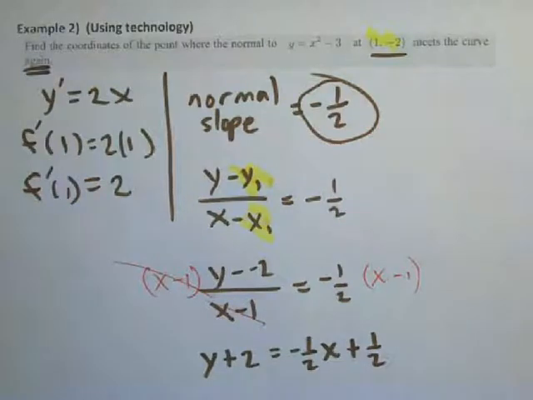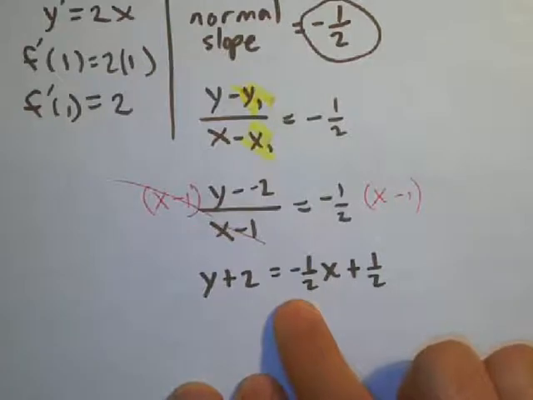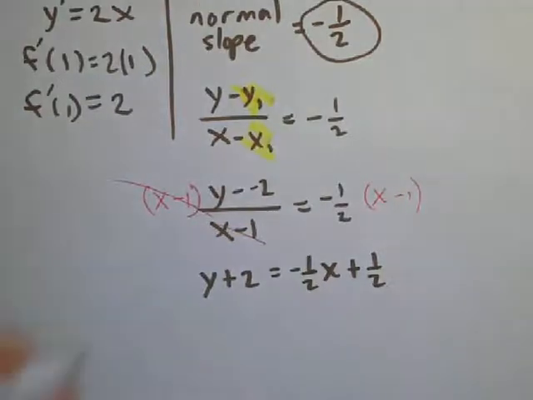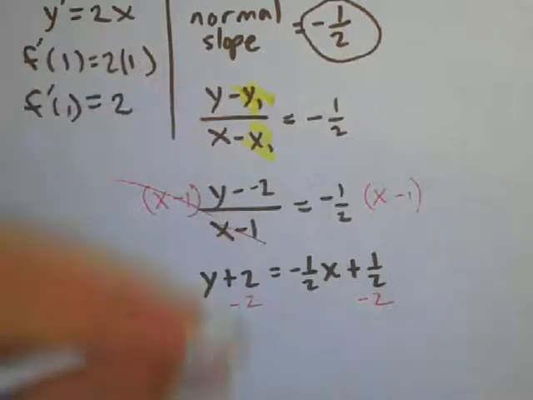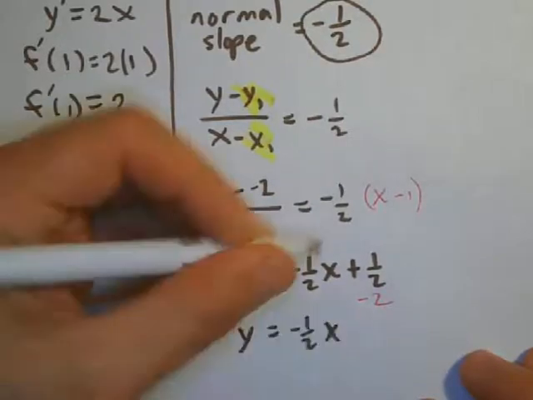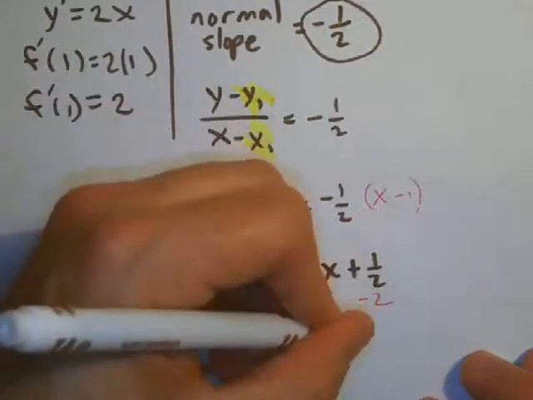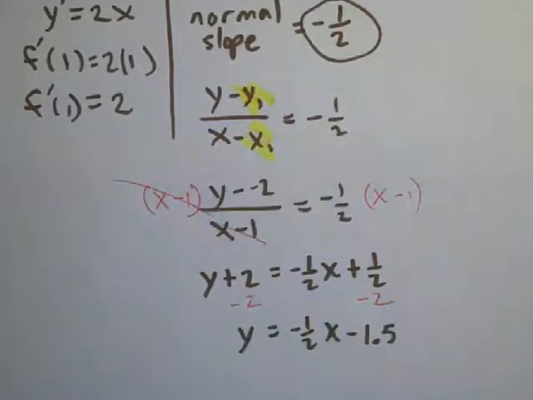Okay, so that is our equation of, oh wait, we're not done. I gotta subtract 2 on both sides. So if I subtract 2 on both sides, then I get y equals negative 1/2 x minus 1/2. I'm going to just write 1.5. We're going to have to use a calculator in just a minute.